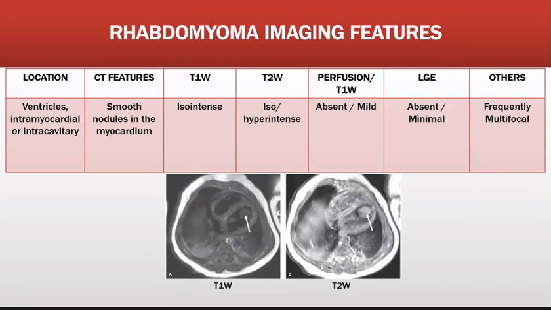For the imaging features of rhabdomyoma, it is usually located in the ventricles, intramyocardial or intracavitary. CT would demonstrate smooth nodules in the myocardium. T1 is isointense, T2 is iso to hyperintense, perfusion is absent to mild, late gadolinium enhancement is absent to minimal.